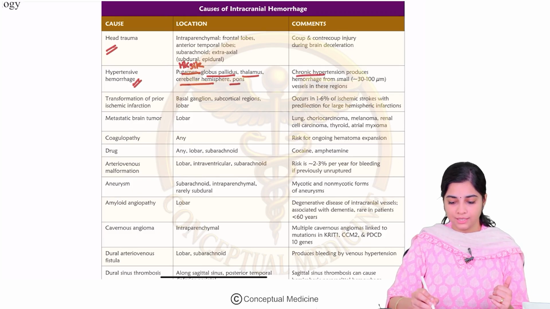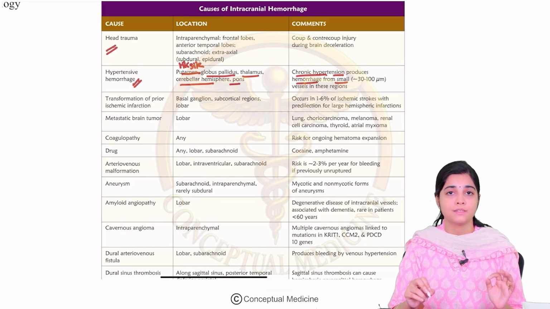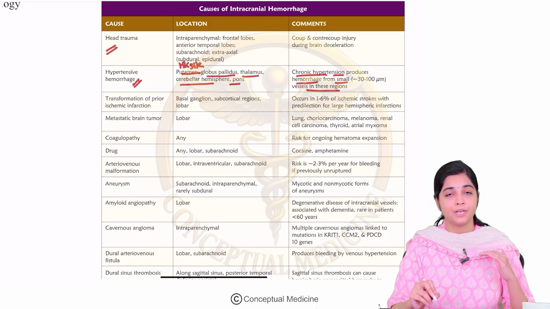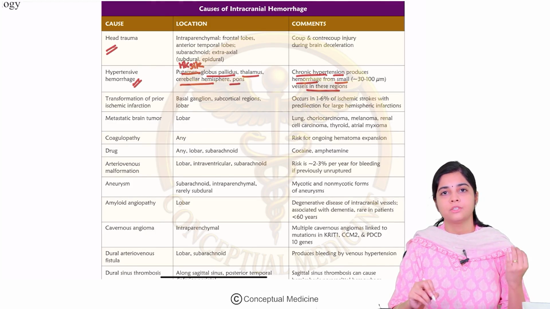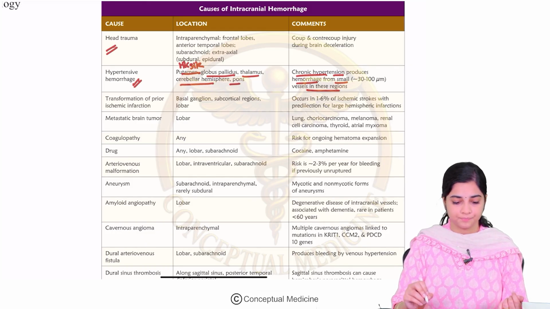Chronic hypertension may also produce hemorrhage. These are small hemorrhages, in the small vessels of the brain. But when you have acute severe hypertension, a sudden rise in the blood pressure, you have a chance of larger hemorrhages into the putamen, into the globus pallidus and other areas, as we have discussed.